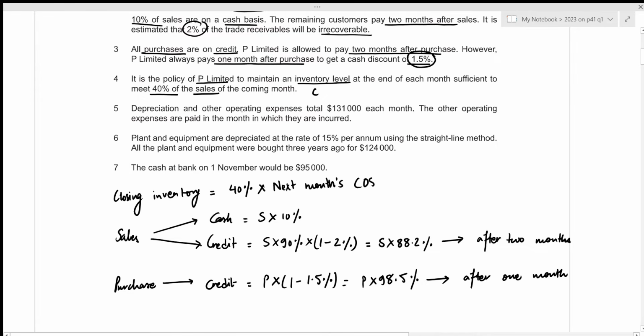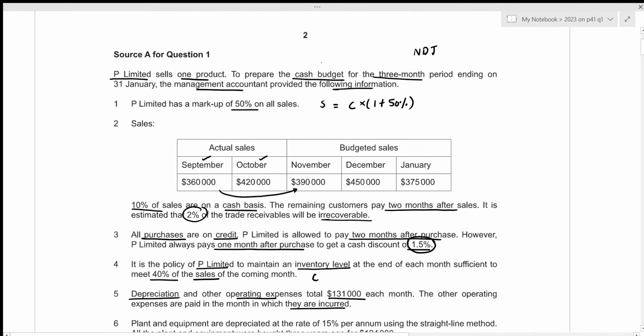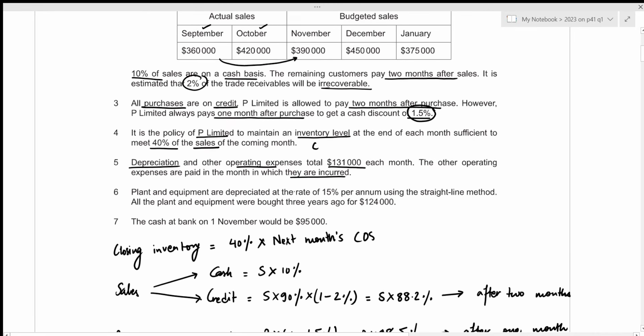Then depreciation and other operating expenses. Okay, we have depreciation as well. Total 131,000 each month. The other operating expenses are paid in the month in which they are incurred. But remember, the purpose of this question was to prepare cash budget. And depreciation is a non-cash expense, which means that we should be excluding the amount of depreciation from this 131,000. Then we have plant and equipment, that's our non-current asset, depreciated at the rate of 15% per annum using the straight line method, which means that we can apply this rate of depreciation to our cost. Then all the plant and equipment were bought 3 years ago for 124,000.